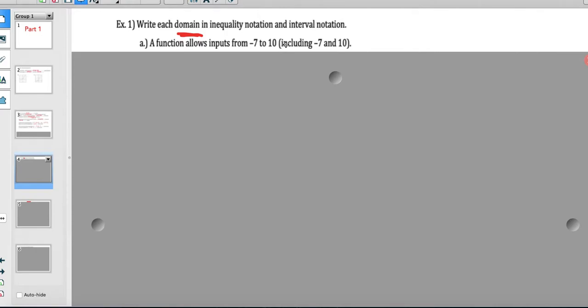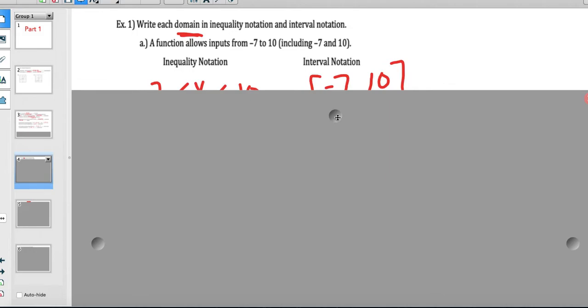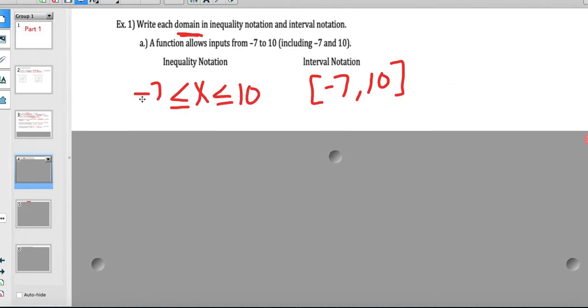And notice here it says we want to actually include -7 and 10. So for inequality notation, we'd say -7 is less than or equal to x is less than or equal to 10. For interval notation, we'd have to use the hard brackets, -7, and then you just use a comma, 10, hard bracket. So this is not an ordered pair, but this is interval notation for the domain.